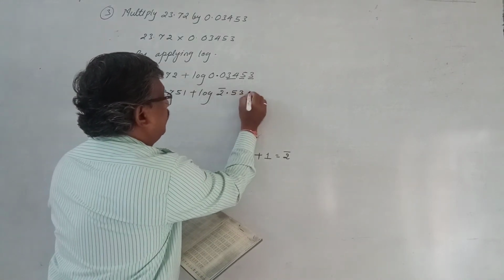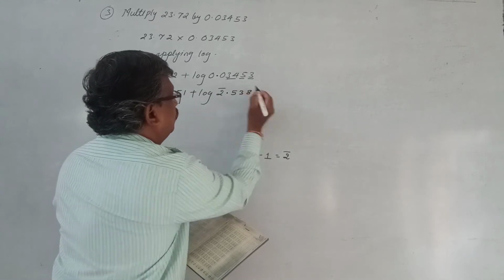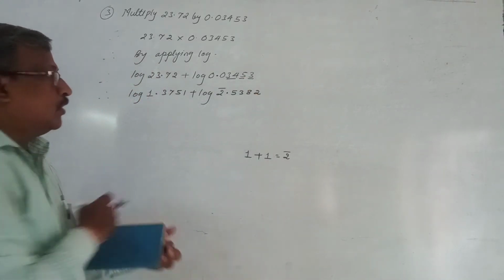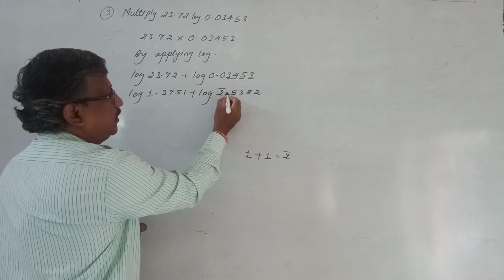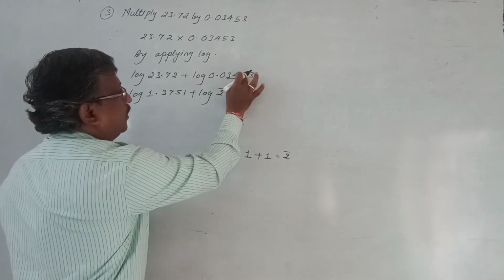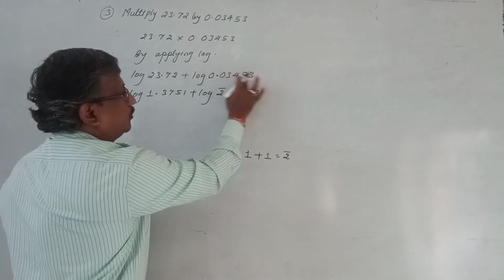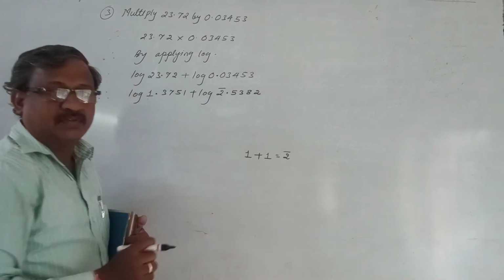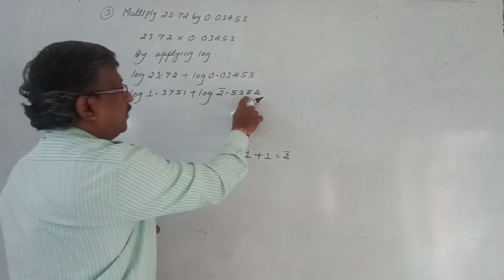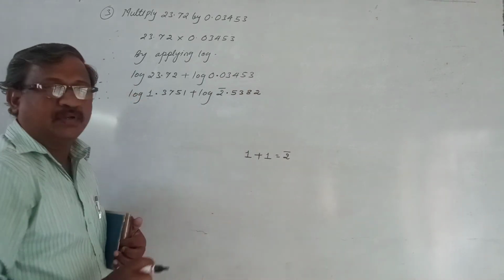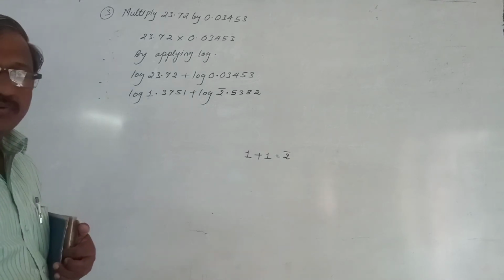5, 3, 8, 2. So write the characteristic, then you place the decimal point, then you find out the value from the logarithm, and then you write it as it is after the decimal point. So bar 2.5382 is called the logarithm of the number 0.03453.